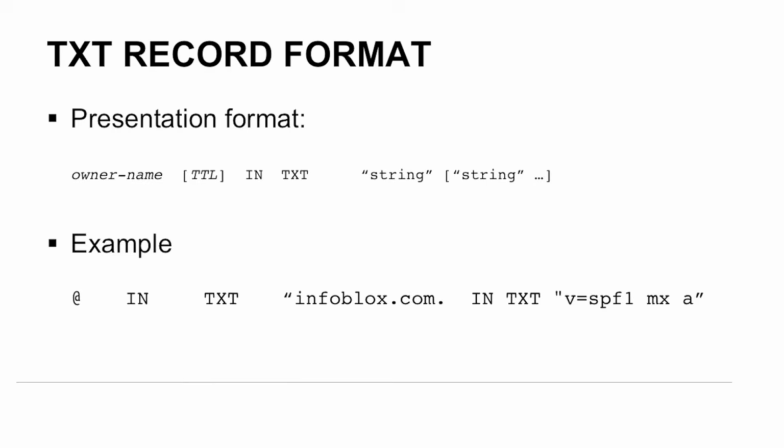The TXT, or text record, can be used to attach comments or almost anything else to domain names in the namespace. Here's its presentation format. The type field is TXT, and the record-specific data is one or more double-quoted strings. Technically, the RDATA doesn't need to be double-quoted, but then it's interpreted as a series of double-quoted strings, which is a little weird, so best to quote it. At the bottom, you see an example of a text record that's used in something called SPF, Sender Policy Framework. We'll explain that in a later chapter.